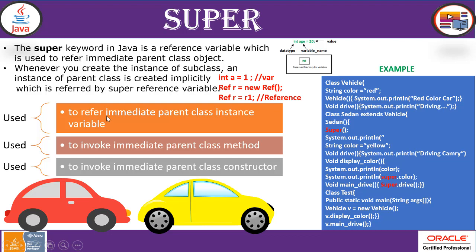First, you can use it to refer to the immediate parent class instance variable. Second, you can use it to invoke the immediate parent class method. And third, you can use it to invoke the immediate parent class constructor.